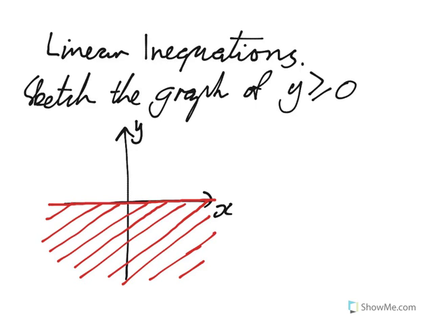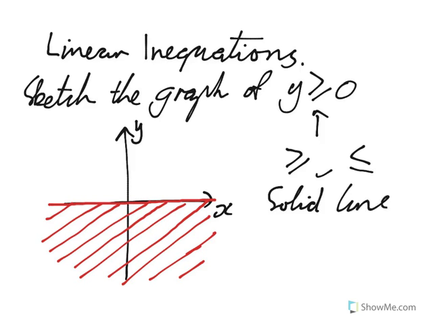Now, for some of these symbols, like greater than or equal to, and less than or equal to, we use a solid line, as I've done with that red line there. But if we just had greater than or less than, then we'd use a broken line, where the broken line indicates that it's up to, but not including.